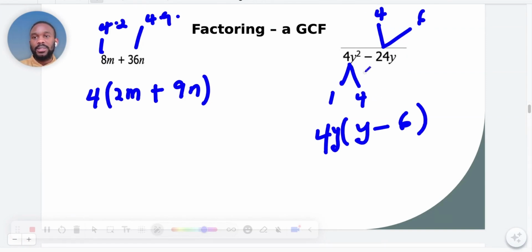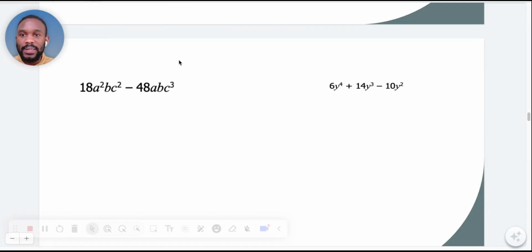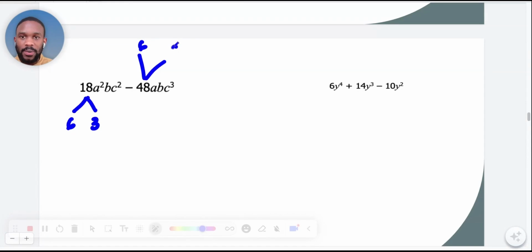So always think about what's the greatest common factor. Let's look at 18, yeah? What's the greatest common factor between 18 and 48? So this 18, we can break it down as 6 times 3, and here 6 times 8. So when you factor out 6, here you'll be left with 3. When you factor out 6, here you'll be left with 8.